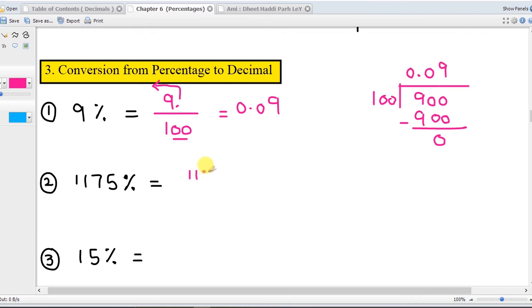Moving on to the next question, 1175%. Get rid of this percentage sign, divide it by 100, and now simply we have to solve it. Right now the decimal point is here, and since we are dividing by 100, the division tells us we have to move the decimal point towards the left side. How many units? 2 units. So the answer to this question will be 11.75, right?